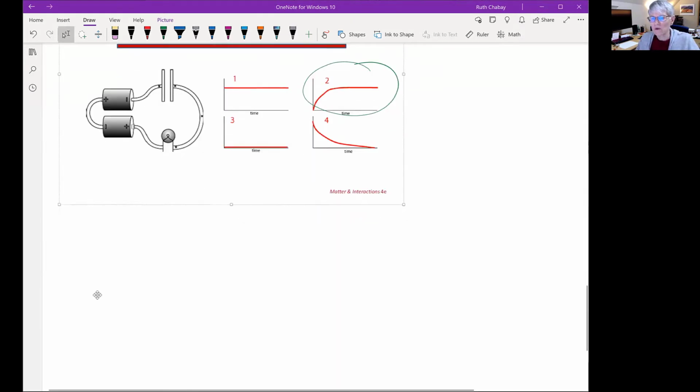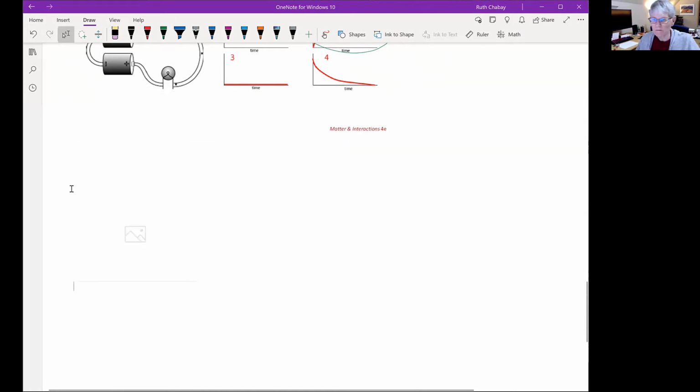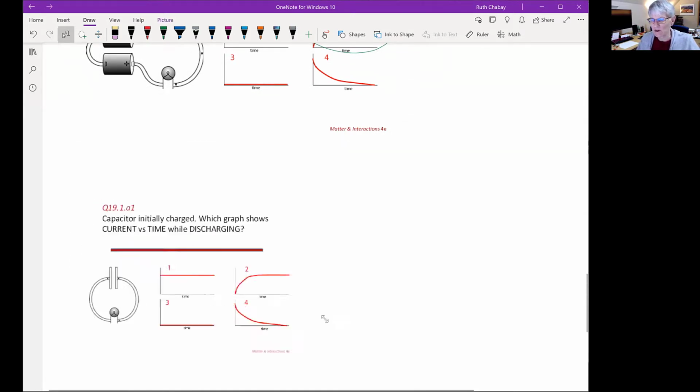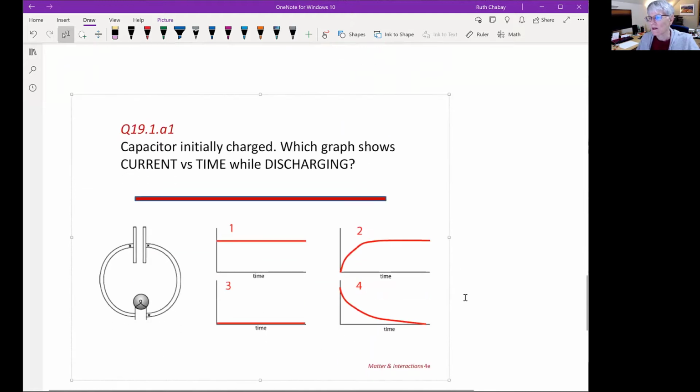Now, when we started out with the charged capacitor, which we had produced by charging it, we saw that the light bulb also lit, right? So the question here is, which of these graphs describes the current through the circuit as a function of time while the capacitor is now discharging through the light bulb.